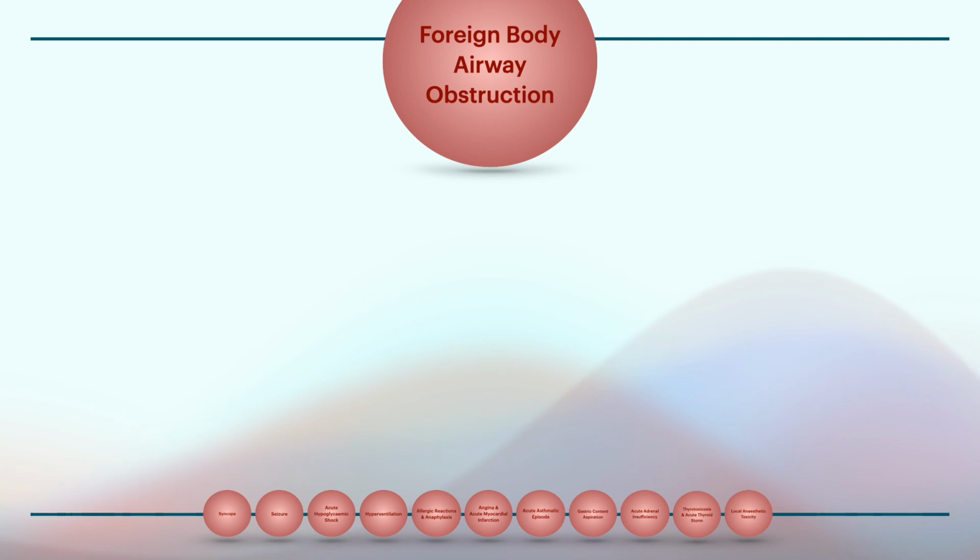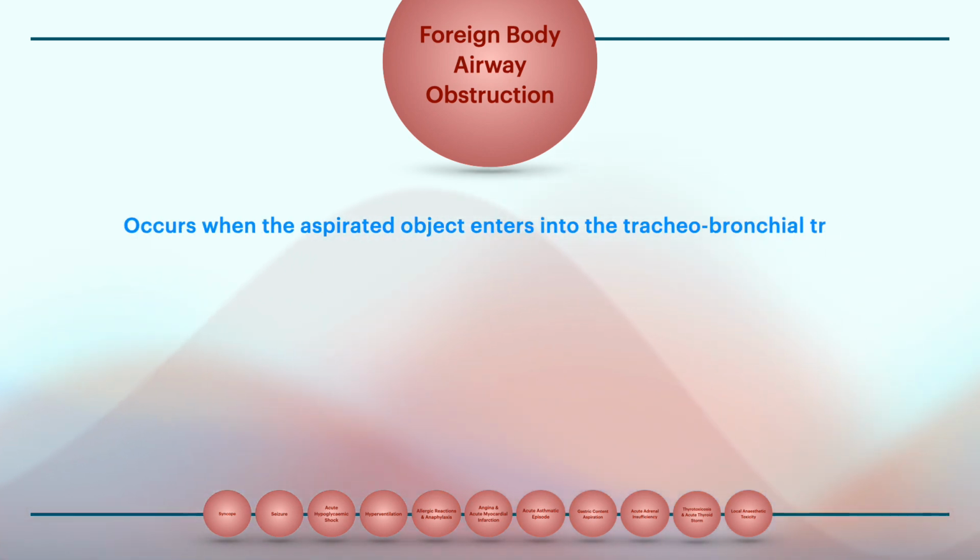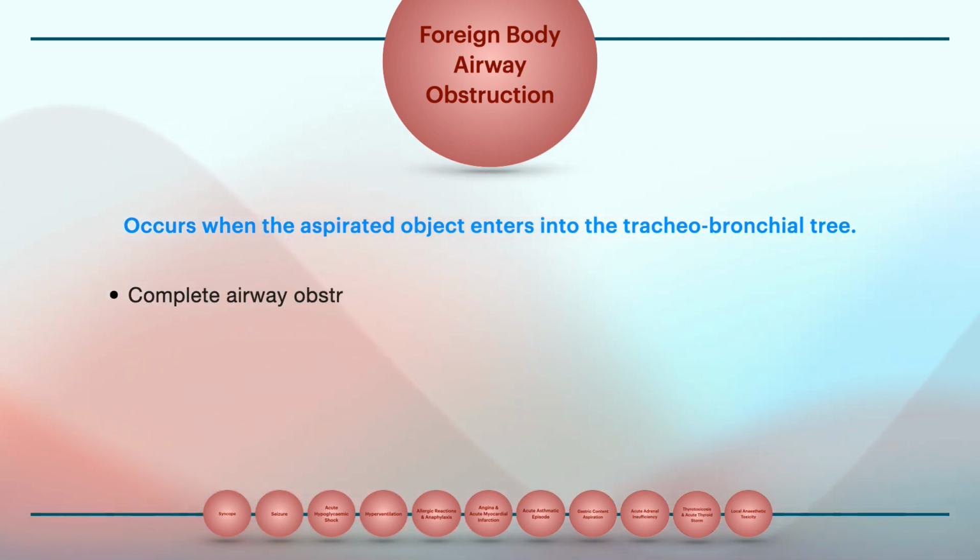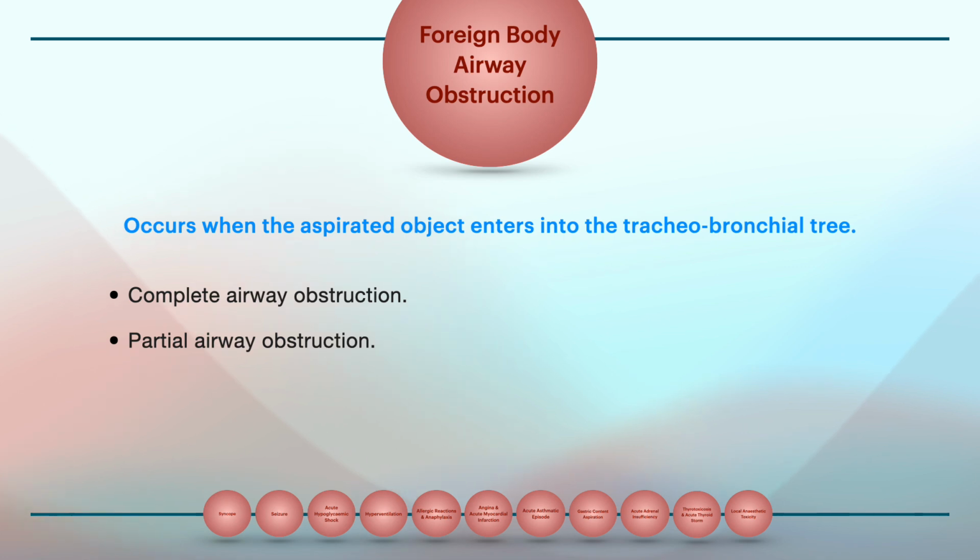Now, coming to foreign body airway obstruction. It occurs when the aspirated object enters into the tracheobronchial tree. This may result in complete or partial airway obstruction.